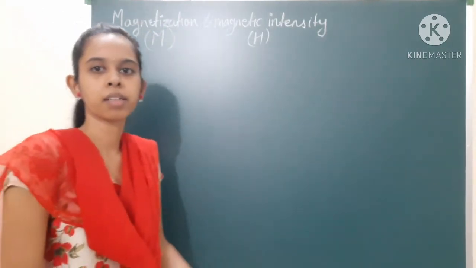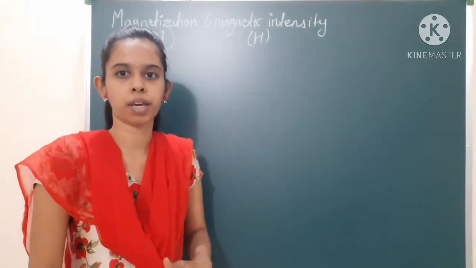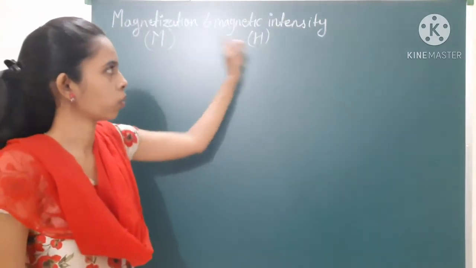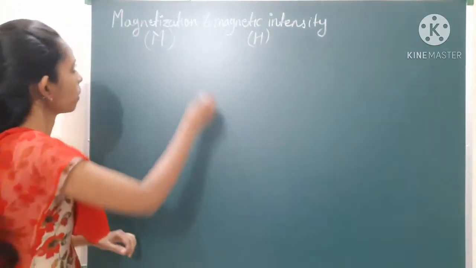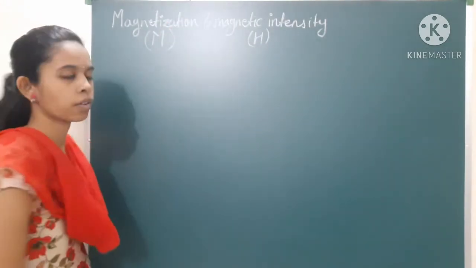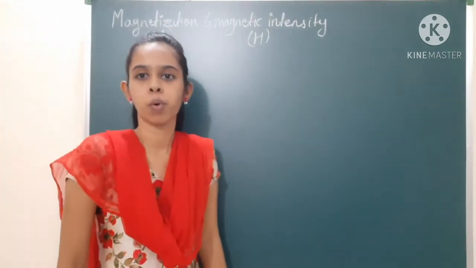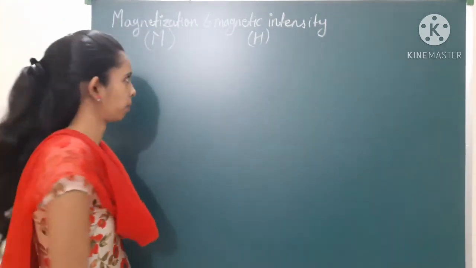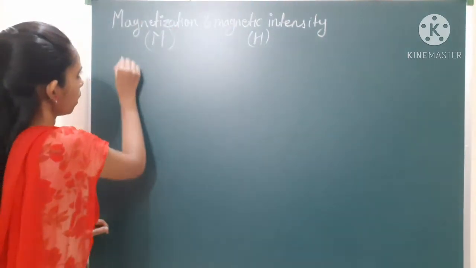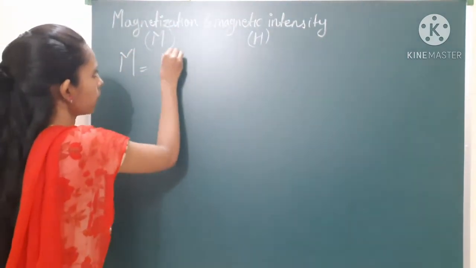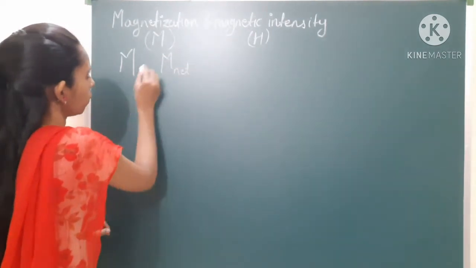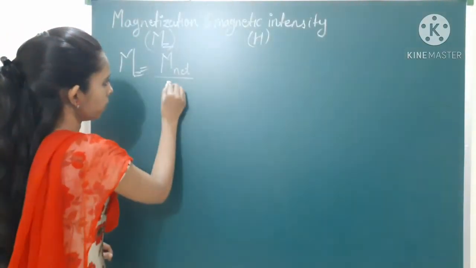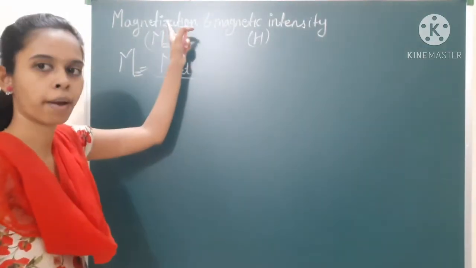In our last video we saw the basic concepts of magnetism, and in that I have already explained what these quantities mean. Magnetization is the ratio of the net magnetic moment to the volume of the specimen. So the formula is: capital M is equal to net magnetic moment, or here you can write it as Mz, so M net divided by volume. This is the formula for magnetization.